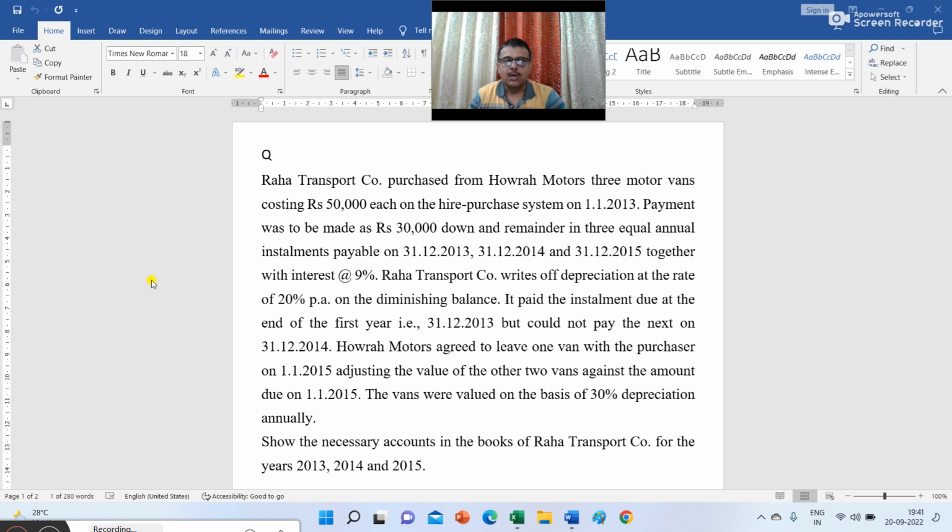Raha Transport Company writes off depreciation at the rate of 20% per annum on the diminishing balance. It paid the installment due at the end of the first year, that is 31st December 2013, but could not pay the next on 31st December 2014. Howrah Motors agreed to leave one van with the purchaser on 1st January 2015, adjusting the value of the other 2 vans against the amount due on 1st January 2015. The vans were valued on the basis of 30% depreciation annually. So, the necessary accounts in the books of Raha Transport Company for the years 2013, 14 and 2015.